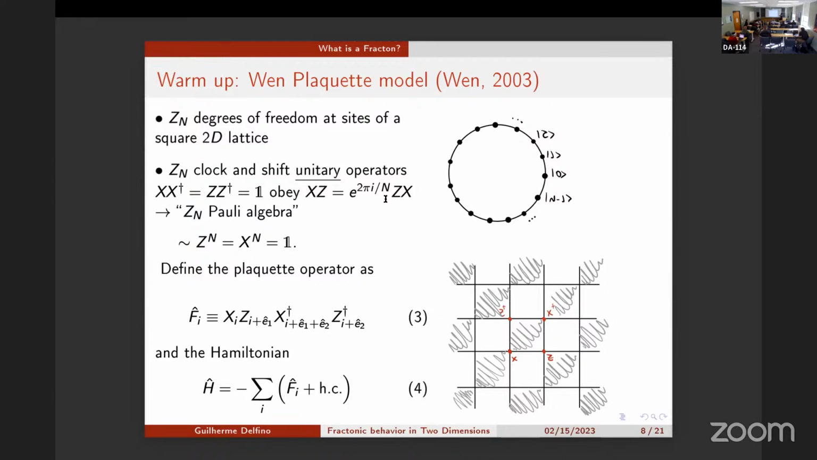You can think of Z as an n by n matrix that acts on these local Hilbert spaces. Yeah, thanks. If you have a spin half system sitting at this site, you can talk about sigma x or sigma z applying this operator, and I can write down a Hamiltonian for that. This is just the Zn generalization of these operators.